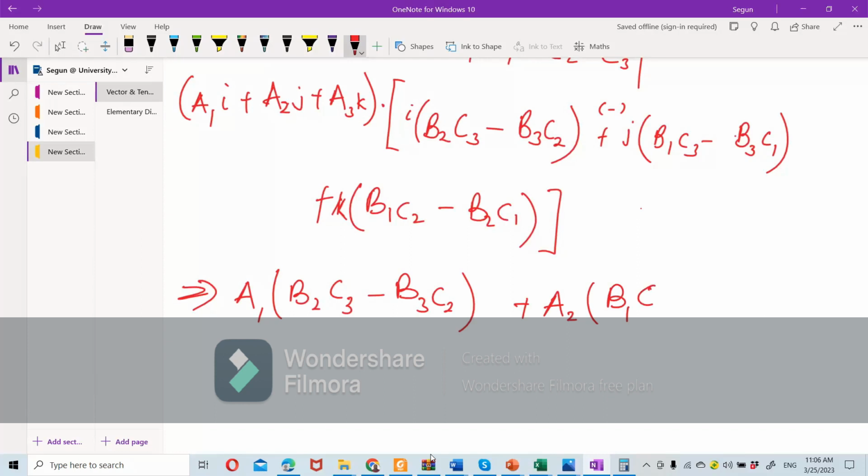J dot J is equal to 1. Please listen. K dot K is equal to 1. I dot I is equal to 1. When you have J dot I, it is equal to 0.